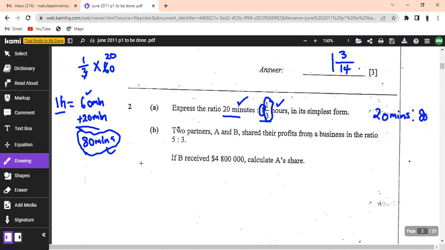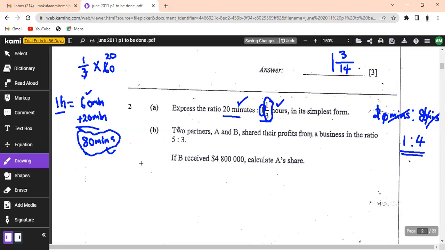So it must be minutes versus minutes so that you will be able to cancel the minutes and the minutes out, and you can reduce also here, you can cancel the zero out, 2 into 2, that is 1, 2 into 8, which is 4. So it's going to give us 1 as to 4.